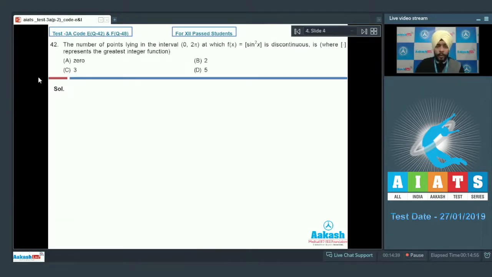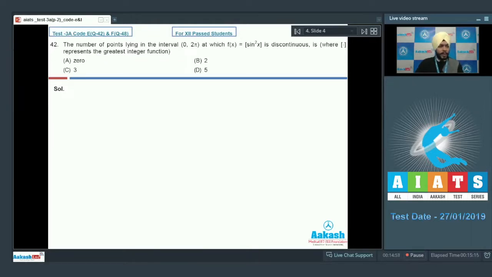Talking about question number 42, which is based on continuity, it says that the number of points lying in the interval open 0 to 2 pi at which the function f of x given as greatest integer of sine square x is discontinuous, where this square bracket obviously represents the greatest integer function over there.